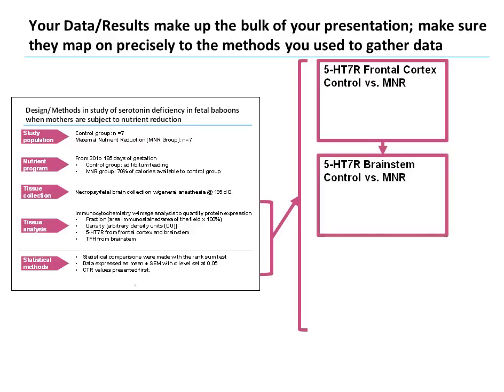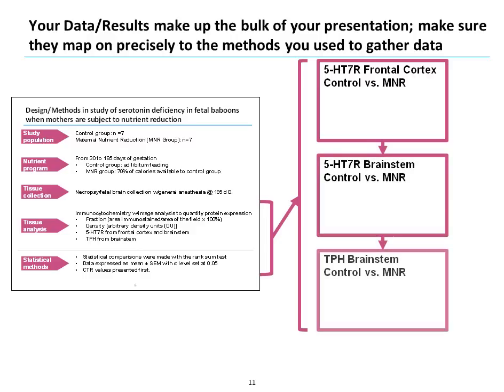So in this case, the expectation is going to be, we're going to look at the protein expression in the frontal cortex, comparing the control versus the MNR group. We're going to look at it in the brainstem, control versus the MNR group, and we're going to look at TPH in the brainstem, control versus the MNR group. And you're going to have your illustrations and data in that kind of parallel fashion. Because you've set up your design and methods well, your data and results are going to follow logically as well.